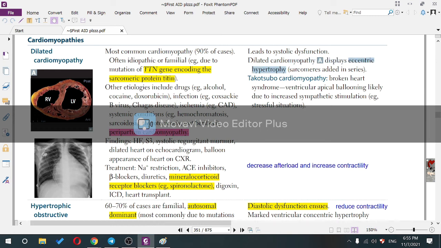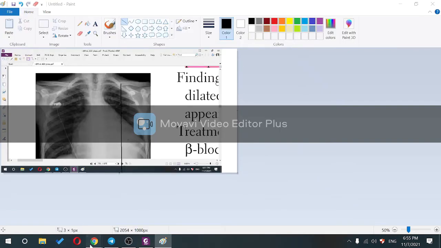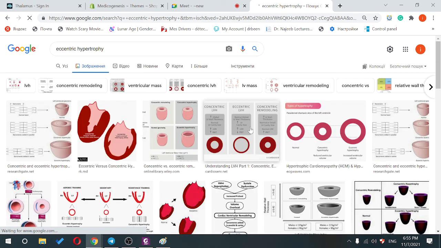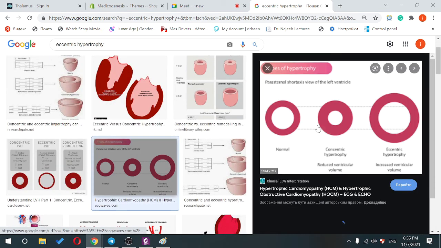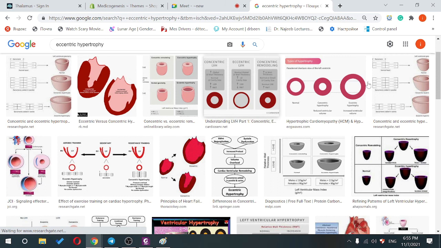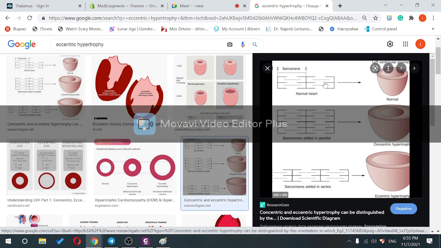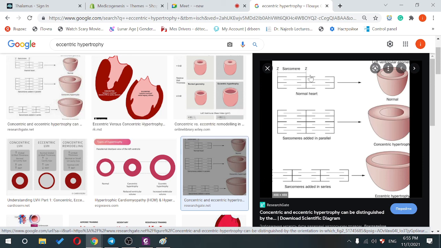There are two forms of hypertrophy. There is the eccentric one, and there is the concentric one. But take a look at this. This is a normal heart. As you can see, there are a couple of sarcomeres in series, and in parallel, and that's it. But what happens if you add more in parallel? Not in series, you are just adding more in parallel.